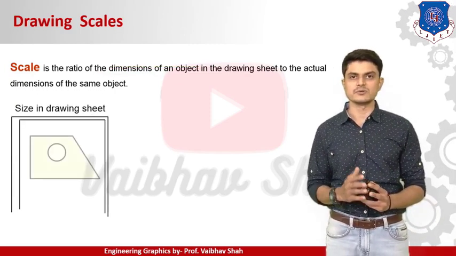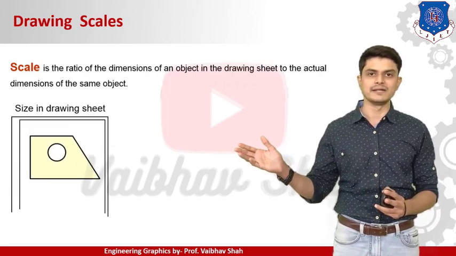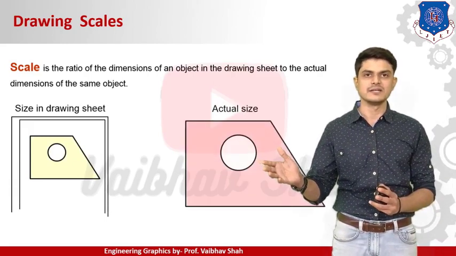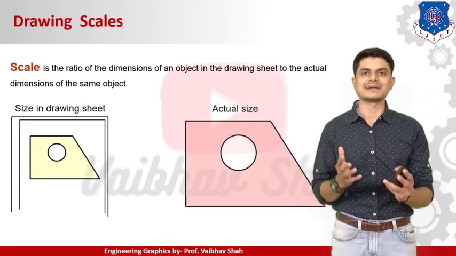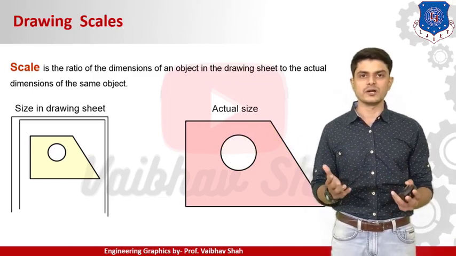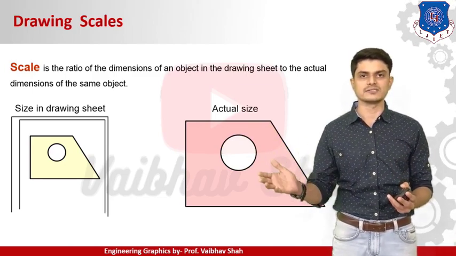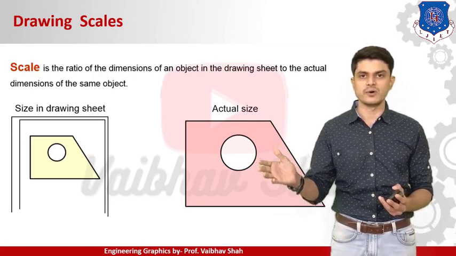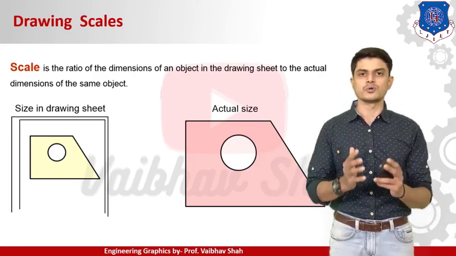Let us suppose in the drawing sheet I am drawing this element and its actual dimension is like this. As you can see, it is quite large as compared to the drawing drawn in your drawing sheet. So what we have done is we have taken the scale of this actual image in order to accommodate it into your drawing sheet.